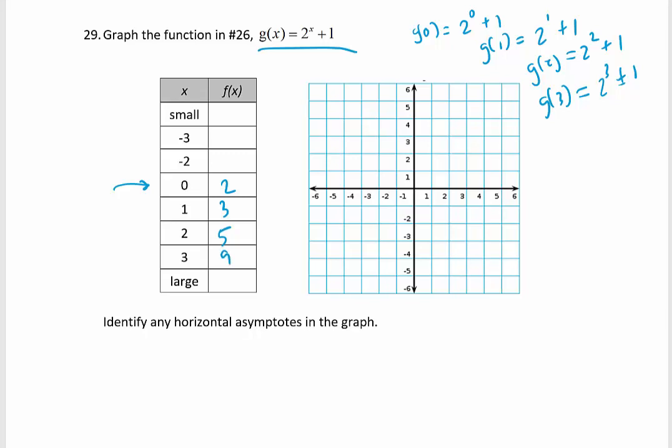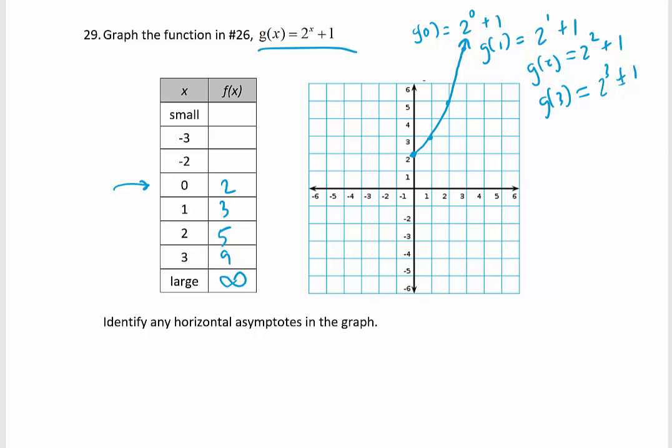Let's graph this. So at 0, we're at 2. At 1, we're at 3. At 2, we're at 5. At 3, we're already at 9, so way up here off the graph, you can see this guy is taking off. So when it gets real large, this graph is taking off to infinity. So we've got an exponential growth here.